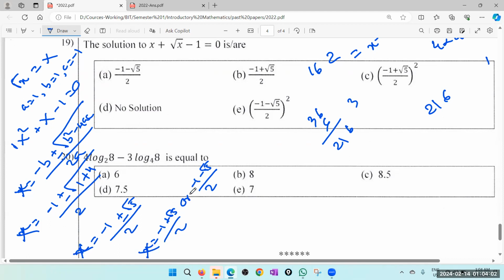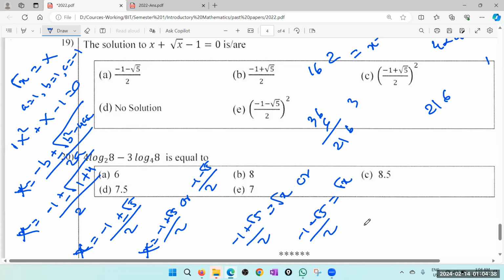But what we need is simple X, right? Because the formula is in simple X. Remember, we took capital X as root X. So therefore, capital X is root X equal to (minus 1 plus root 5) divided by 2, or (minus 1 minus root 5) divided by 2 is root X. So if I square both sides, I get simple X. That is what I need.